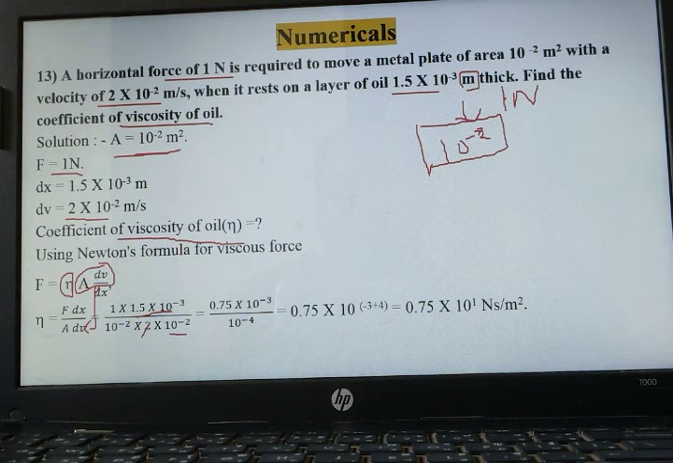If you divide 2 by 1.5, you will get 0.75. Okay, 0.75 you will get. And over here 10^-2 and 10^-2 will become 10^-4, and in the numerator is 10^-3. So this minus 4, as it moves upwards, will become plus 4. So it will be minus 3 plus 4, which is plus 1. So it will be 0.75 × 10^1 Newton seconds per meter square.